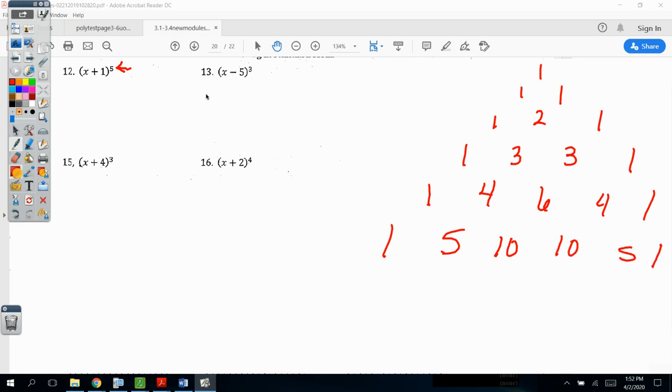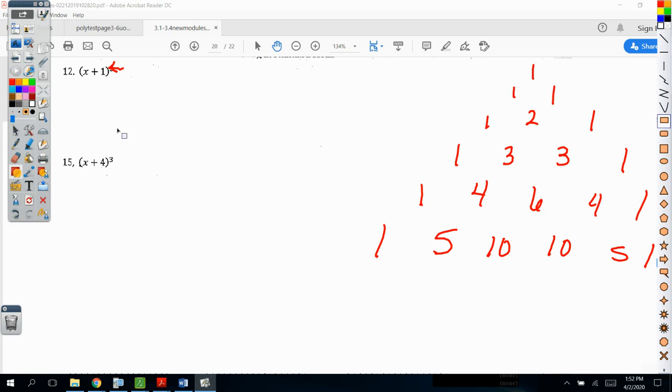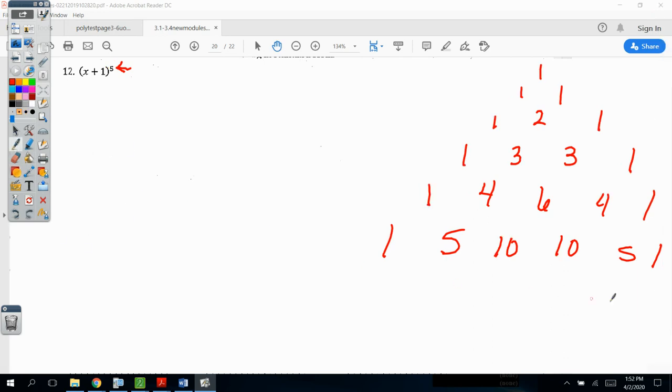Okay, I'm going to cover up 13. And like I said, I would do this on loose leaf paper if it was me. So you're going to spread out these because the coefficients are going to follow this pattern. 1, 5, 10. I'm just going to go down here. 10, 5, 1.